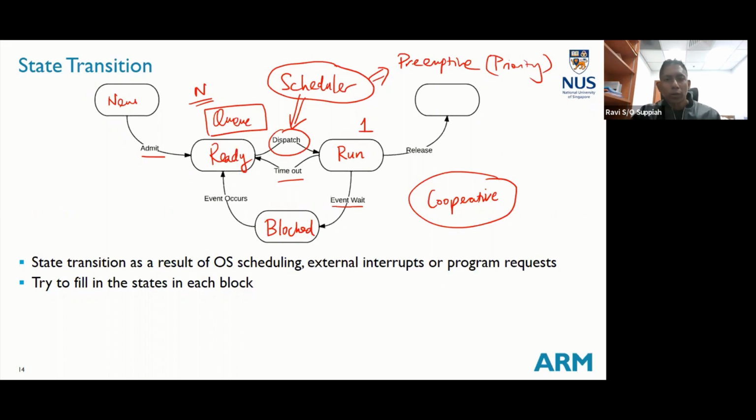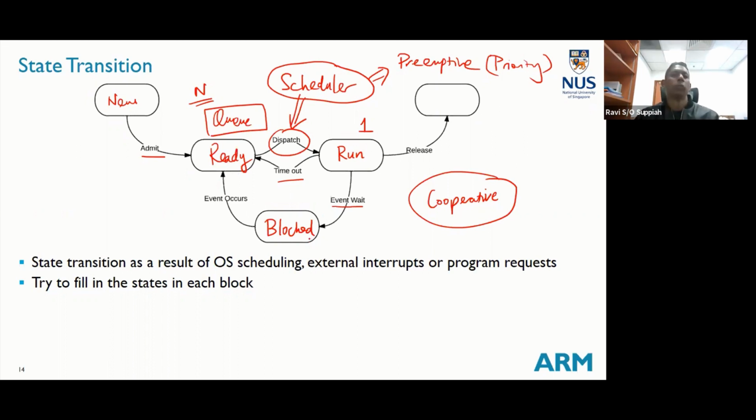So when I go to a block state, what am I implying? I'm implying that I am still waiting for some resource to be available. So I do not join the ready queue, because ready queue means I have all the resources I need to transition to run. If I do not have something, then I'm not ready. I am blocked. That means I'm waiting for something.